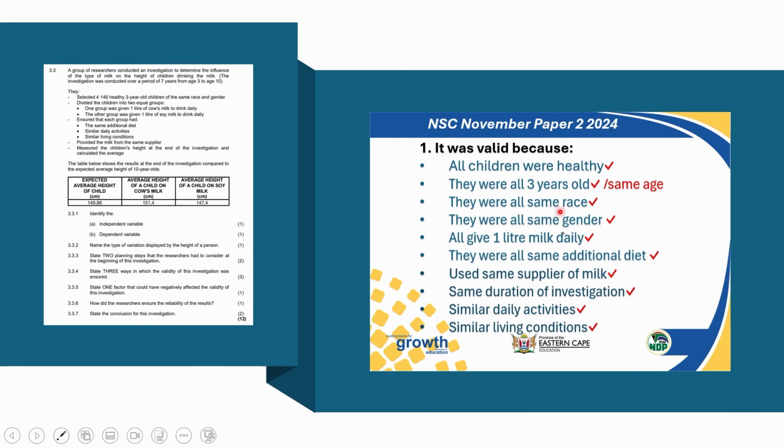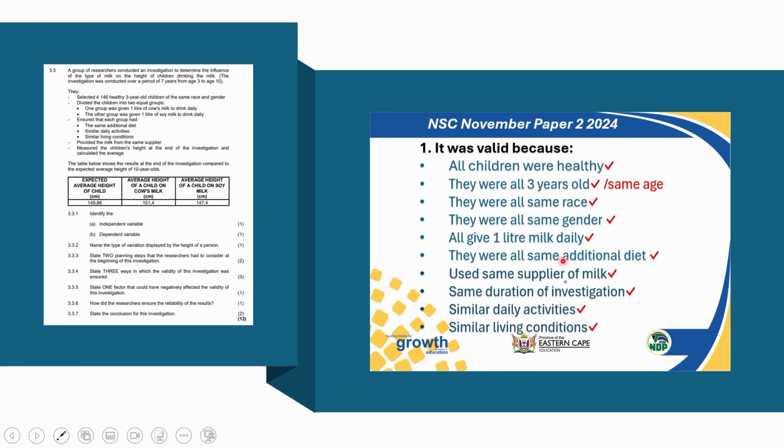They were all the same race. They were all the same gender. They don't tell us which race and gender, so we cannot say which race and gender in the answer. We just state they were all the same gender. They were all given 1 liter of milk daily.